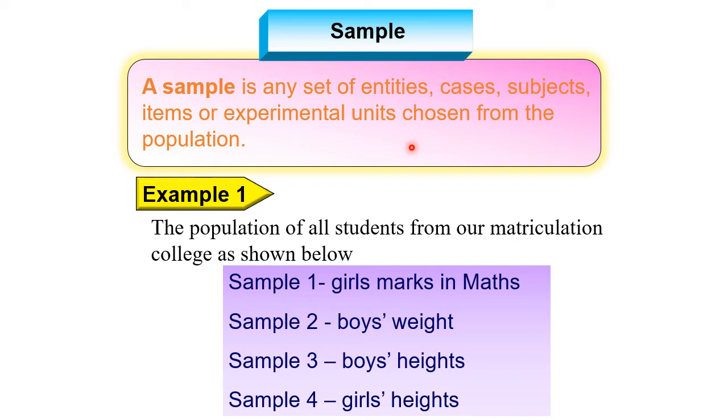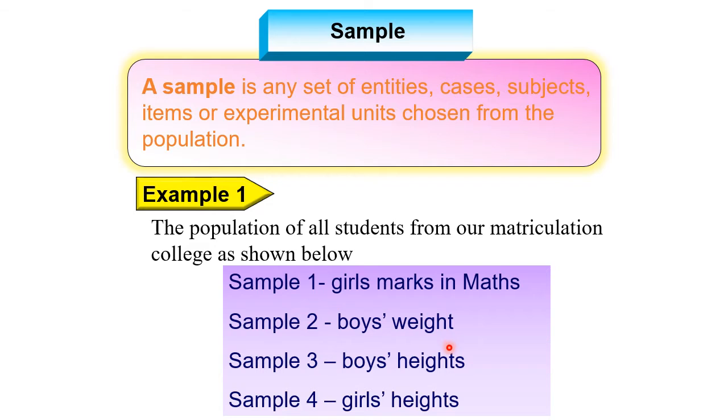So for example here, our population is all students in our matriculation, that is KMJ. In our whole population KMJ, there are 4 samples that we can obtain from our population. The first sample is the girls' marks in maths. Sample 2 is the boys' height, sample 3 is the boys' weight, and lastly sample 4 is the girls' height.